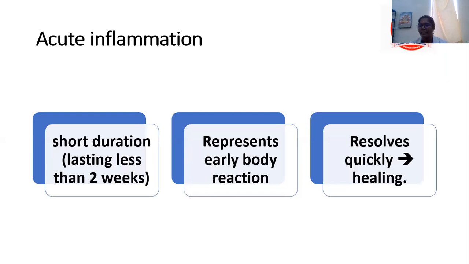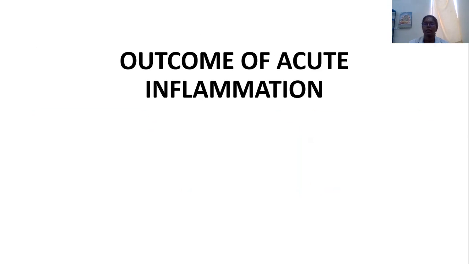Let us see what acute inflammation is. Acute inflammation is of shorter duration and lasts for less than 2 weeks. It represents early body reactions, and usually acute inflammations heal quickly. So this is acute inflammation.